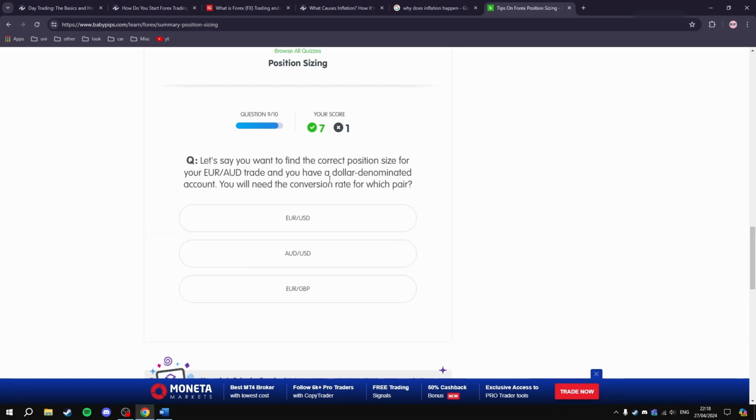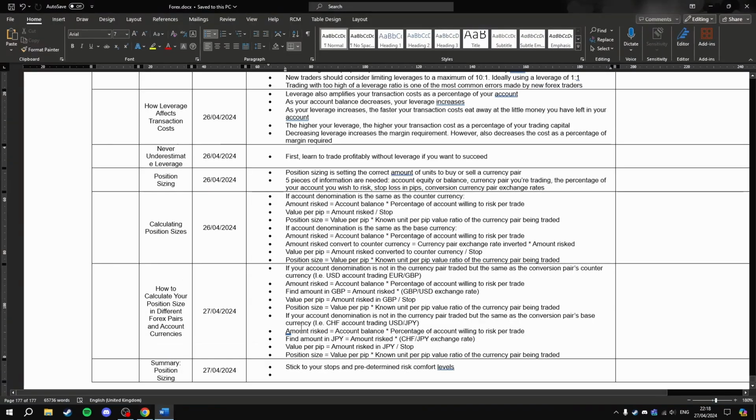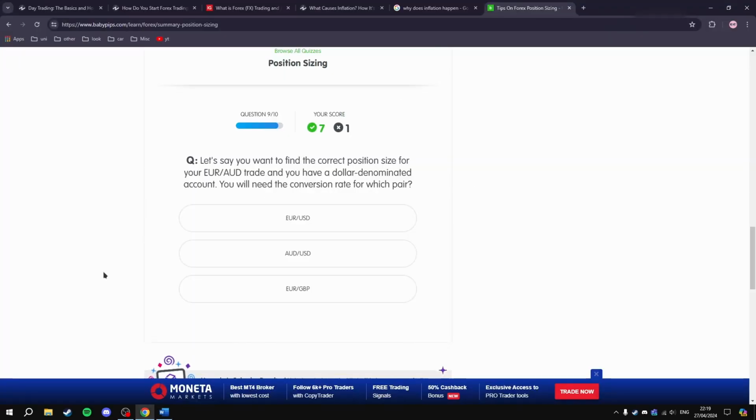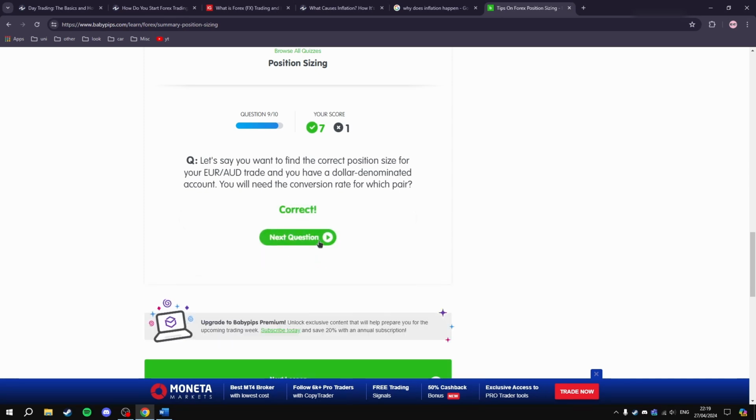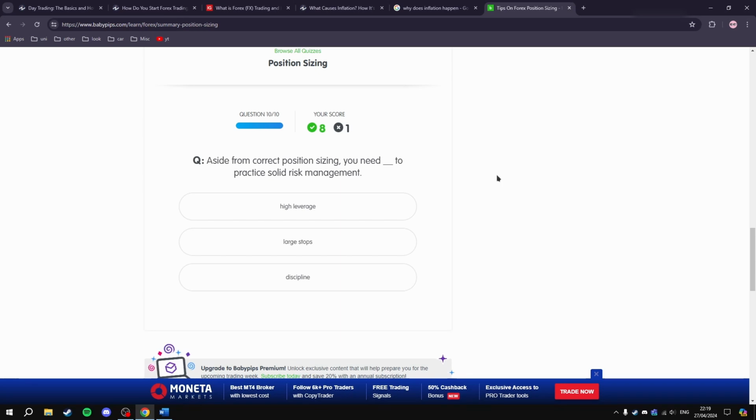Let's say you want to find the correct position size for your EUR AUD trade and you have a dollar denominated account. You will need the conversion rate for which pair? Dollar denominated account. So EUR AUD, you're selling Aussie dollars to buy EUR. So you want to gain AUD. If you want to gain AUD, then you would do AUD USD. There we go, because you're trying to sell USD to get AUD.